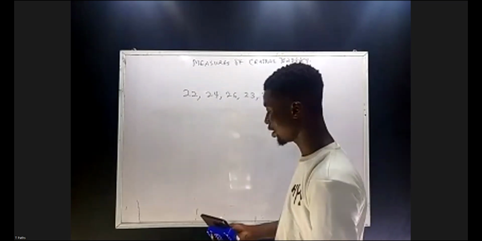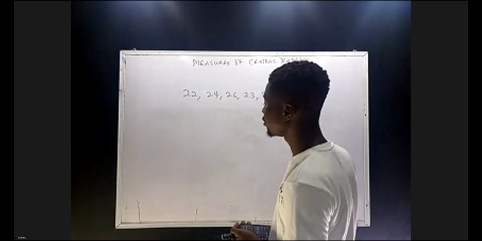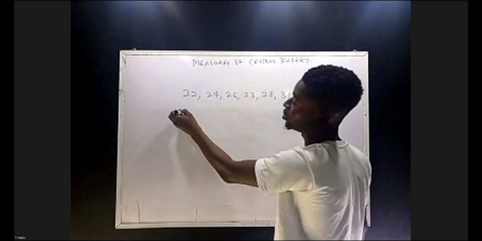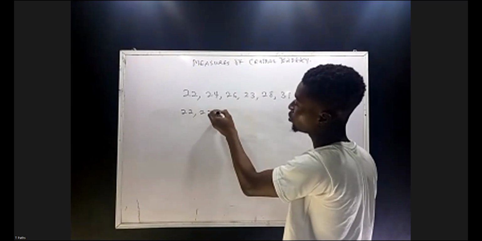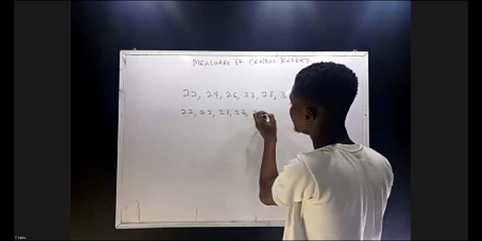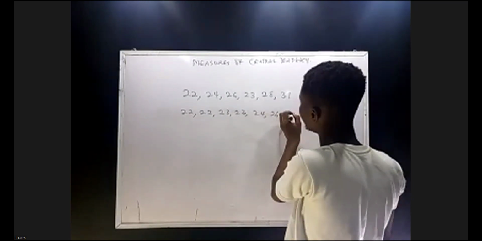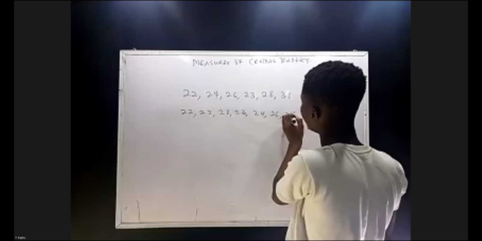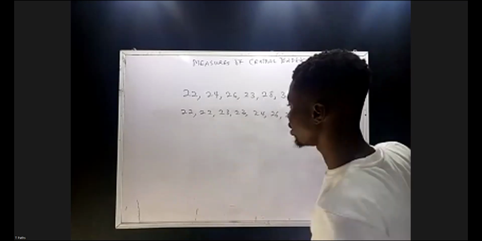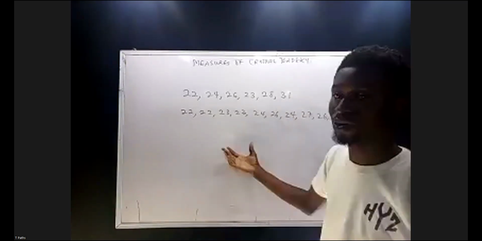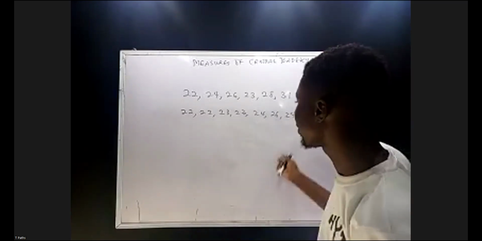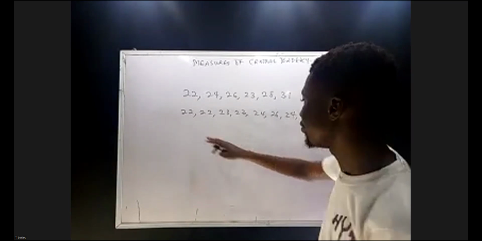Now, let's look at this set of data. I have 22, 23, 23, 24. If you are asked to calculate the mode of this observation, the mode is simply the one that appears the most. Let's look at it. I have 22 appearing 2 times.